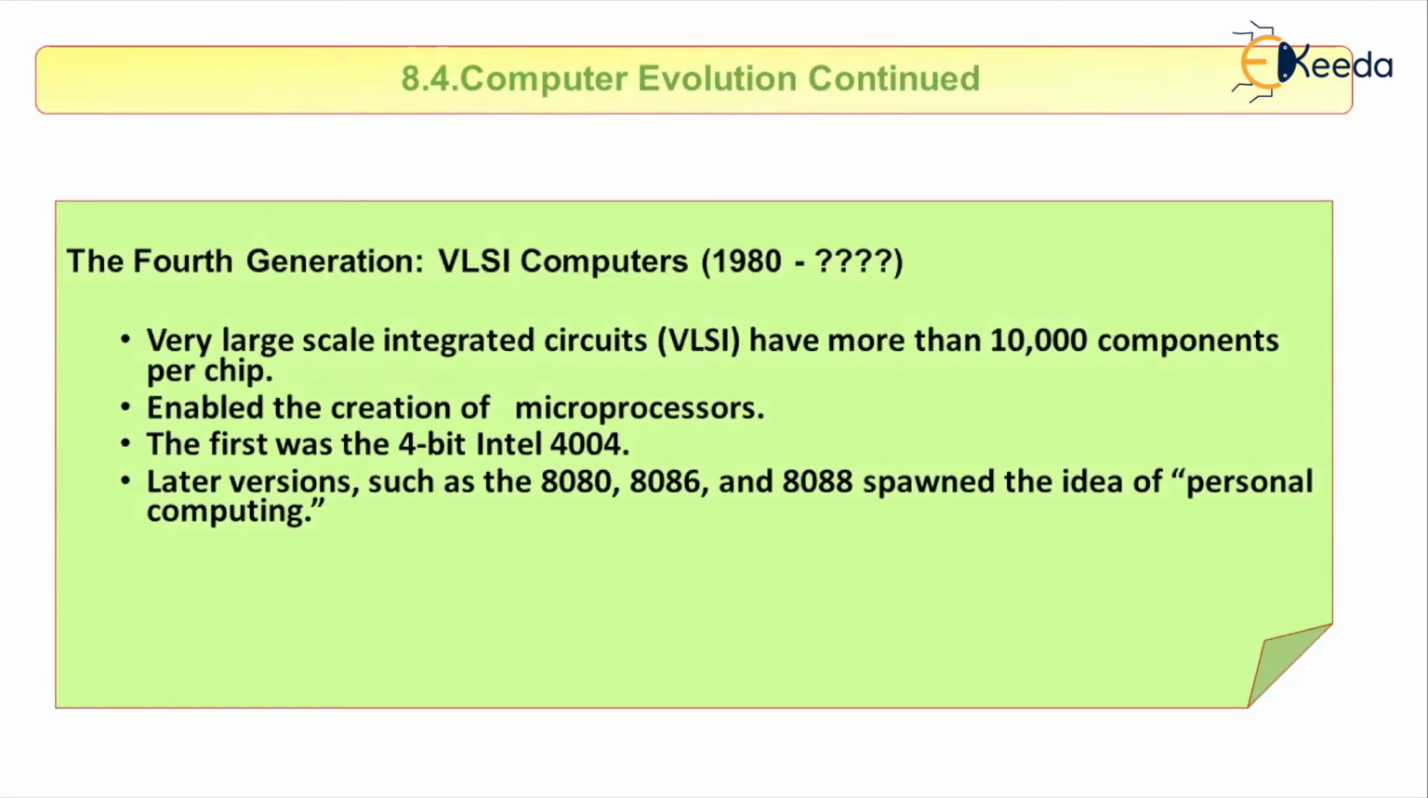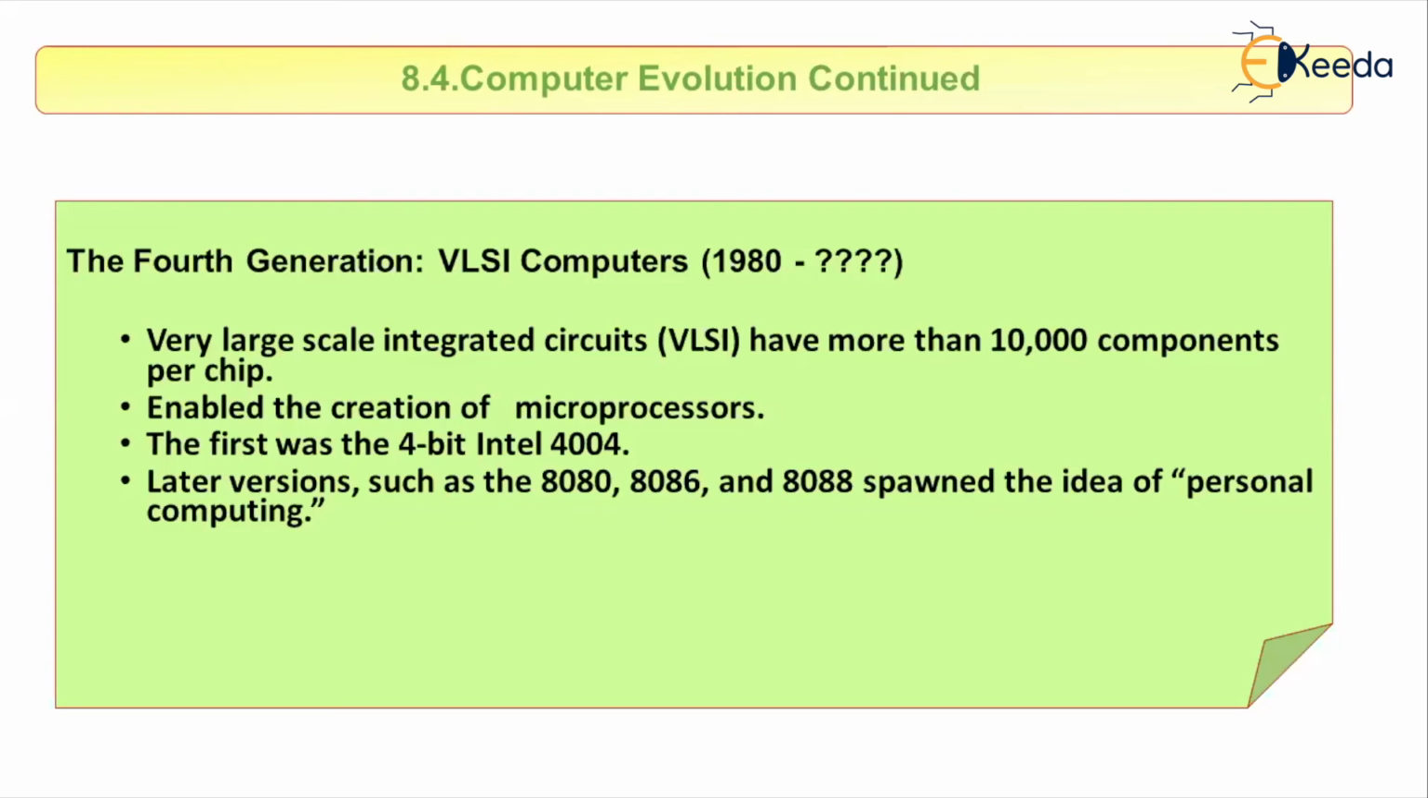Then came the fourth generation, which is called VLSI, very large scale integrated circuits. When we say very large scale integrated circuits, the first question that comes to mind is how many components are interlinked with each other? How many components are working together when we say very large scale? It includes 10,000 or more components working with each other per chip. You can understand that a chip has more than 10,000 components interacting with each other as an organization to give us the desired output.